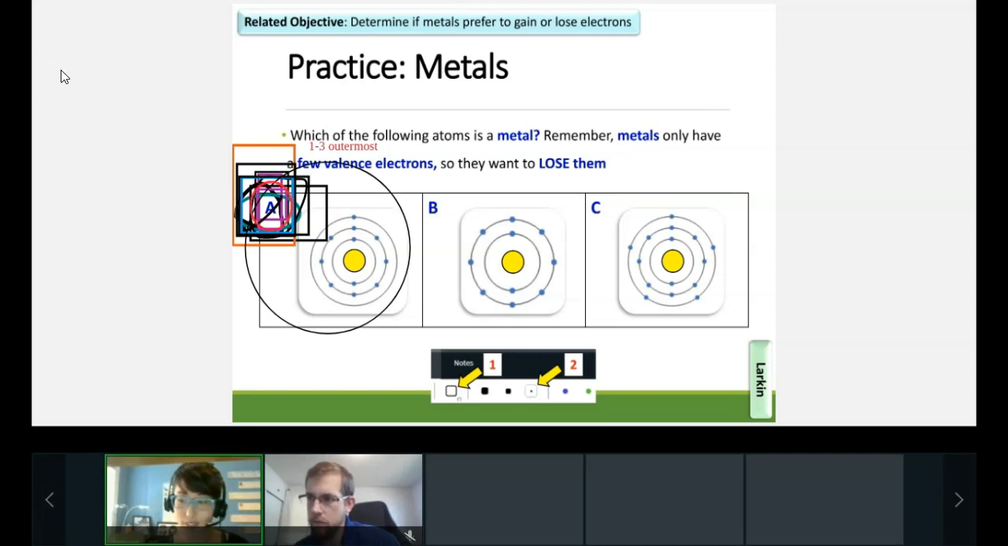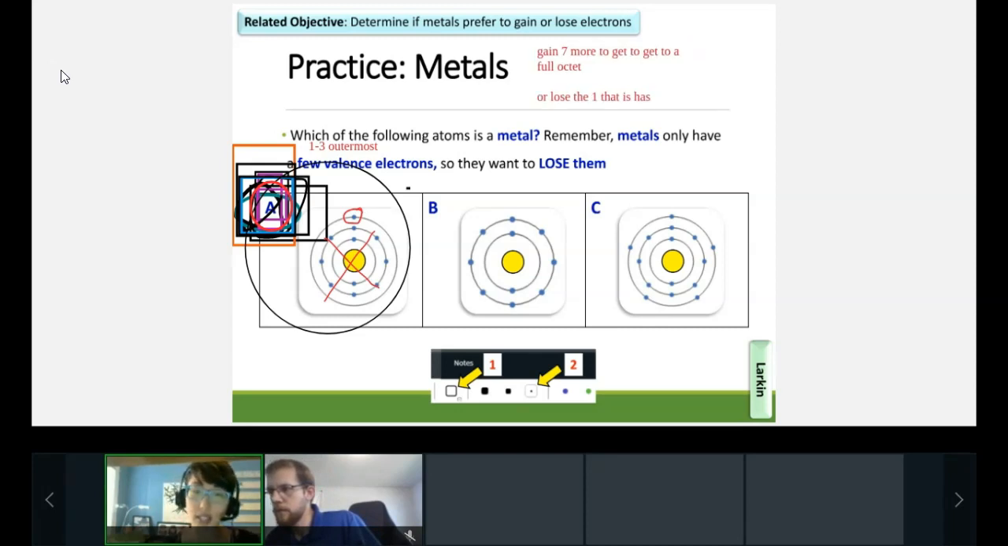All right, perfect. Yeah, exactly. I see tons of answers up there. This is absolutely correct. If we take a look at this one right here, if we ignore everything in the center, this one only has 1 valence electron. That is definitely going to make it a metal because if it has 1 valence electron, our two options are to gain 7 more to get to a full octet, or lose the one that it has. Tell me in the chat box which one is easier, to gain 7 more or lose the one that it has.